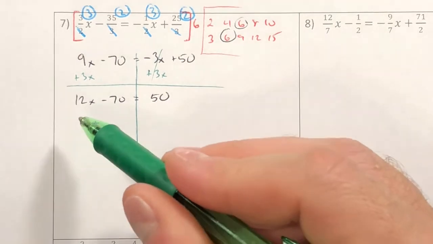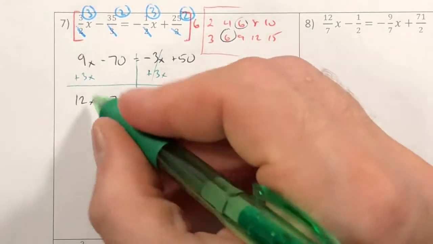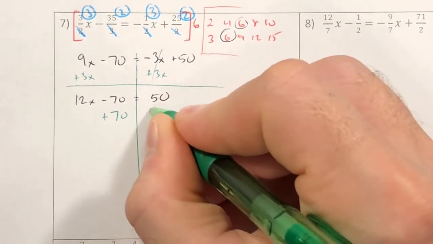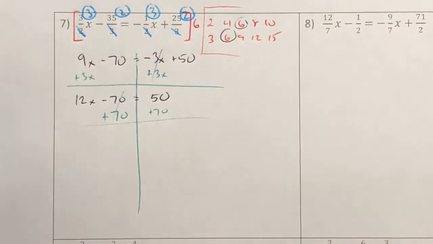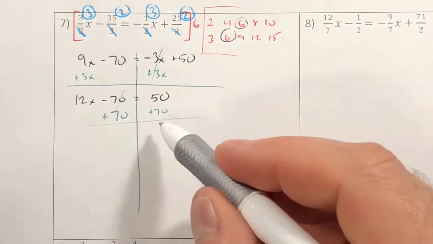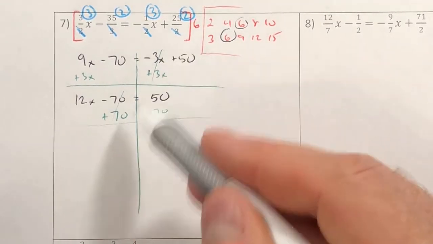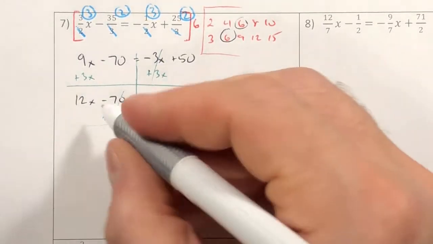Now that my x's are combined, I'm going to get rid of the non-x term by getting rid of that minus 70, which means I add a 70 to the other side. That, in effect, gets rid of that term. We don't really care what it does to the other side as long as we get rid of it on the side that we don't want it.